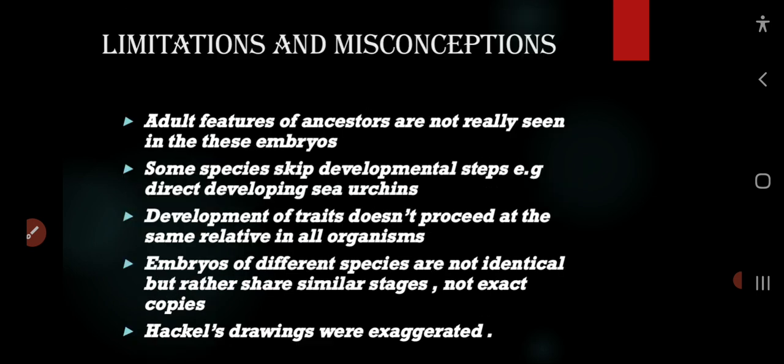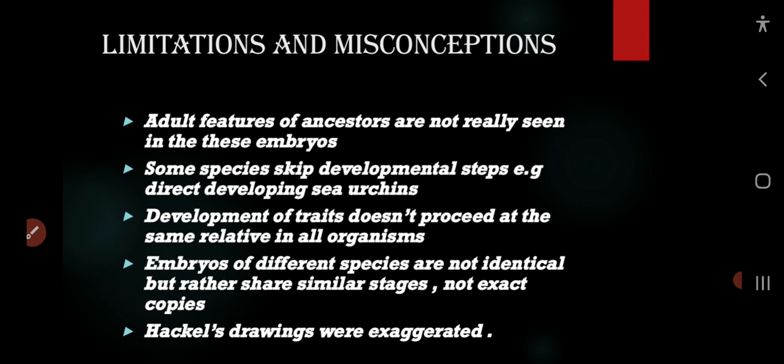We've looked at it, but it has limitations and there are misconceptions that you need to know. Adult features of ancestors are not really seen in the embryos, because we want to compare embryos with embryos, not embryos with adults. There is no way that an embryo of an organism now will resemble an adult form of its ancestor. So if you're comparing embryos, compare embryos. That is a limitation for him, that speculation that we repeat the stages we went through as we were evolving during our ontogeny.